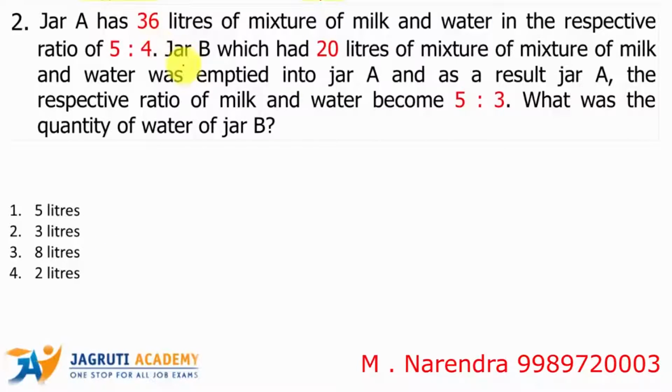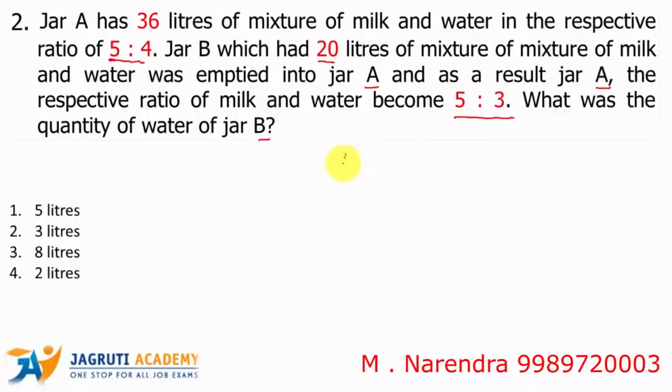Here is an alligation mixture question. Jar A has 36 liters of a mixture of milk and water in the respective ratio of 5:4. Jar B, which has 20 liters of a mixture of milk and water, was emptied into jar A, and as a result, in jar A the respective ratio of milk and water becomes 5:3. What was the quantity of water in B?